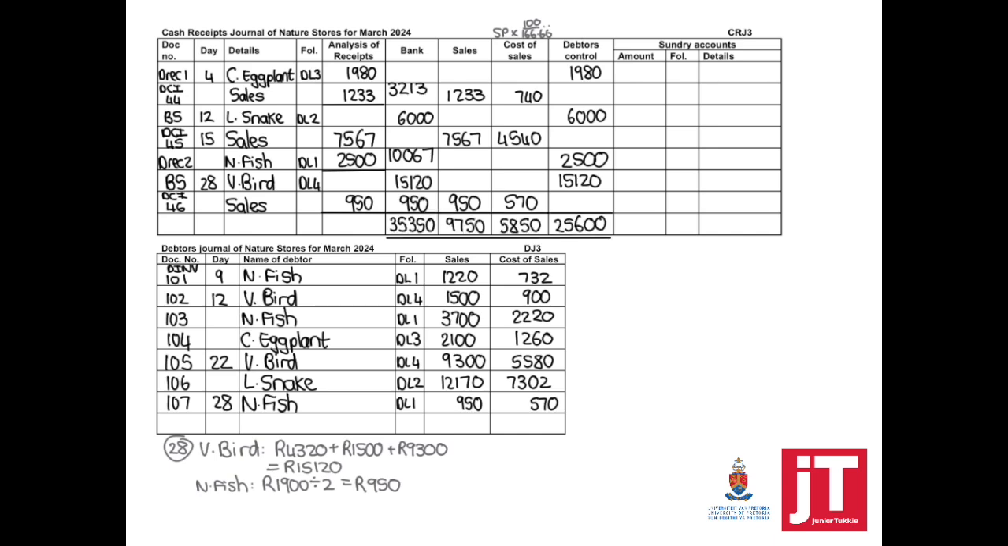Once we are done with the transactions, we can now draw a line starting with bank, and we total each money column. There was nothing under sundry accounts. And in the debtors journal, draw a line. We only have two money columns, sales and cost of sales, and we need to total them. And these are the figures that must be posted to the general ledger.